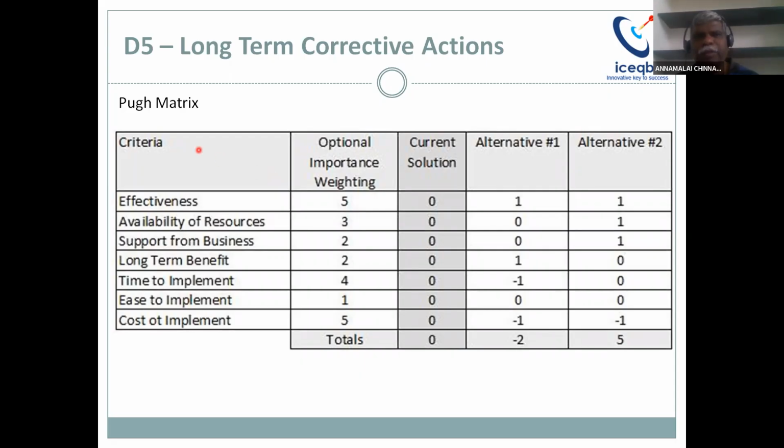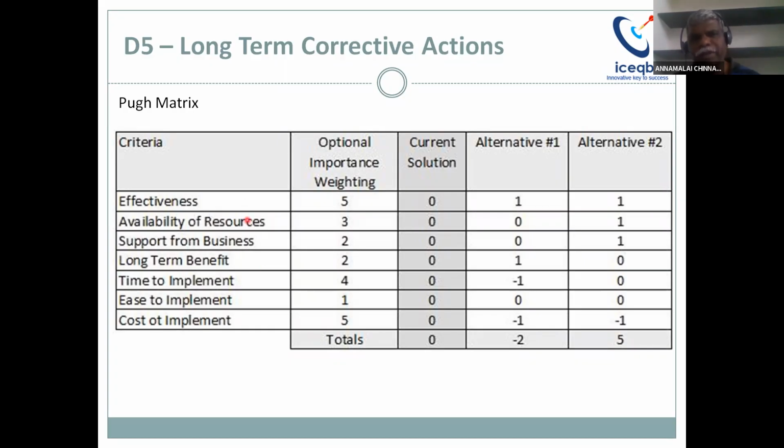For the PU matrix, first you have to determine the criteria. What are the criteria based on which you are going to select the best solution? For a particular problem, how effective this particular solution is can be one of the criteria. Then availability of resources for implementing the solution can be a criteria. Support from the senior management. Then the long-term benefit of implementing the solution. Then the time taken to implement the solution, ease of implementation, cost of implementation. These are some of the criteria based on which I'm planning to select the solution.